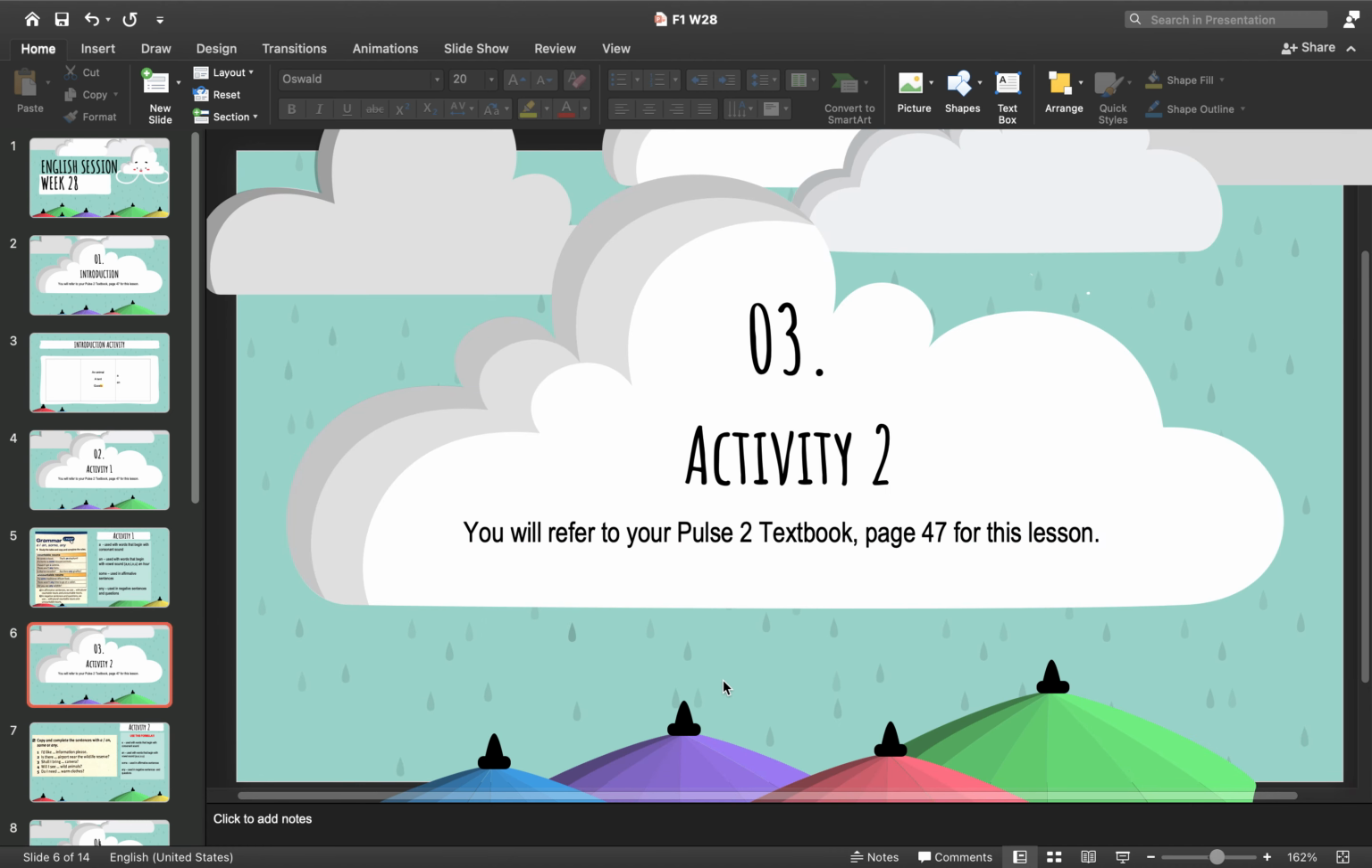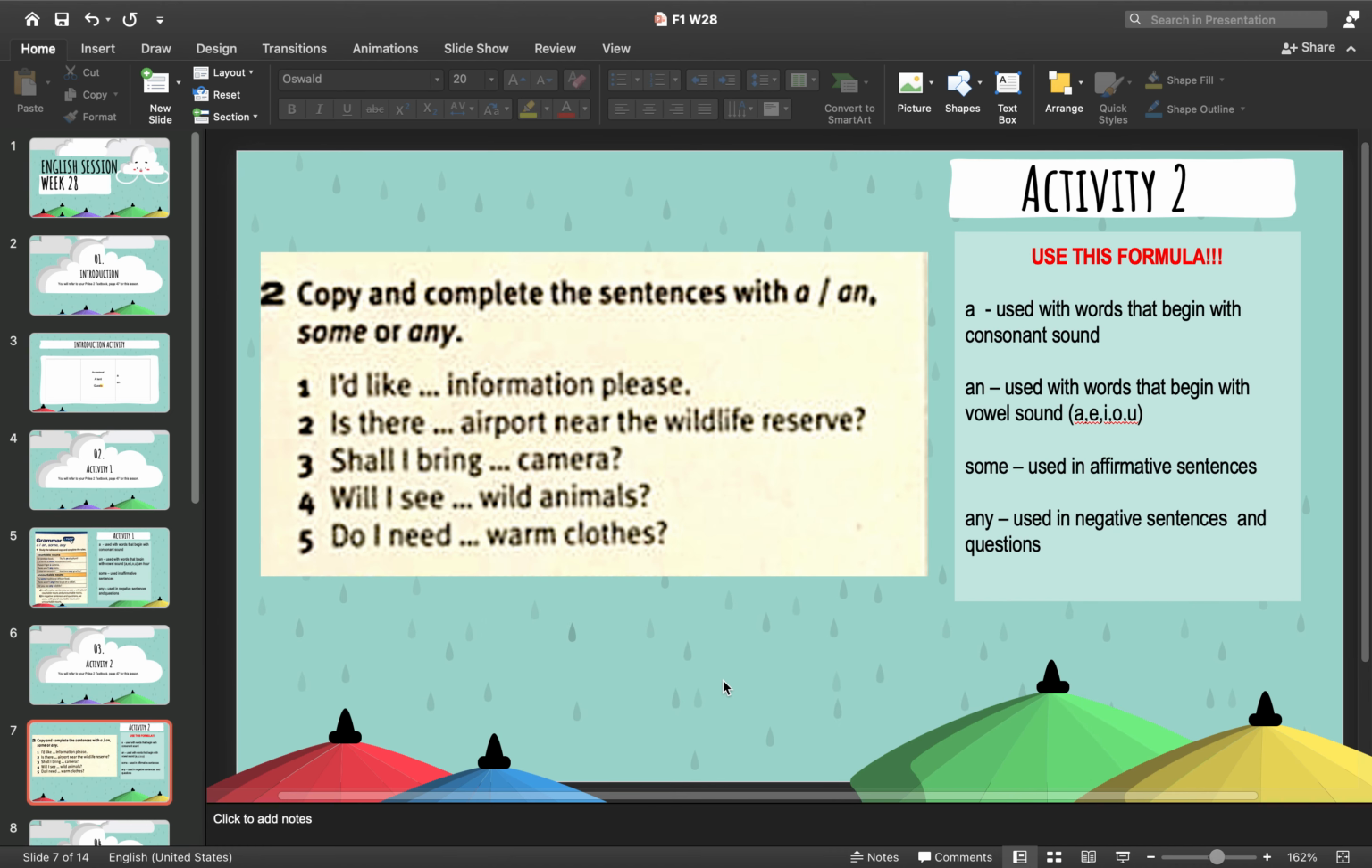Next, activity number 2. Okay, this is very simple actually. You are going to copy and complete the sentences with a or an and some or any. So, kamu akan lengkapkan ayat ni menggunakan a, an, some, any. Pilih satu sahaja untuk satu jawapan. Okay, so number 1, I'd like blank information please. So, dalam ayat ini tak ada perkataan not. Tak ada tanda soal. So, kita nak pakai apa?